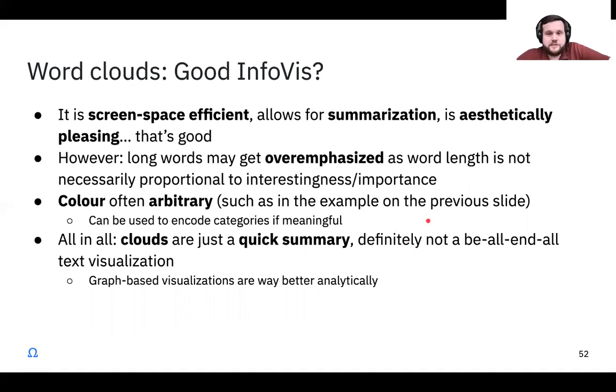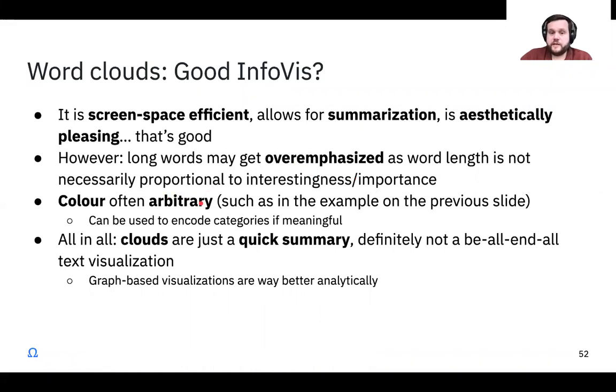But word length is not necessarily proportional to interestingness, right? So it's a bit of an arbitrary dimension, so to say. I mean, it's not exactly arbitrary, because in most languages in the world, the length is actually proportional to the frequency. So the words that are used often are shorter. But it doesn't have to be proportional to the interestingness and importance in the certain context that we want to show in our visualization. So this needs to be taken into account.